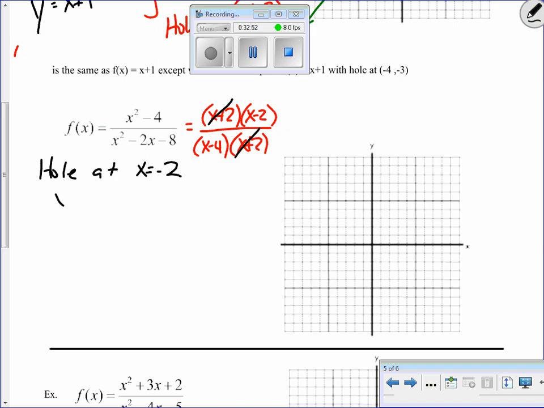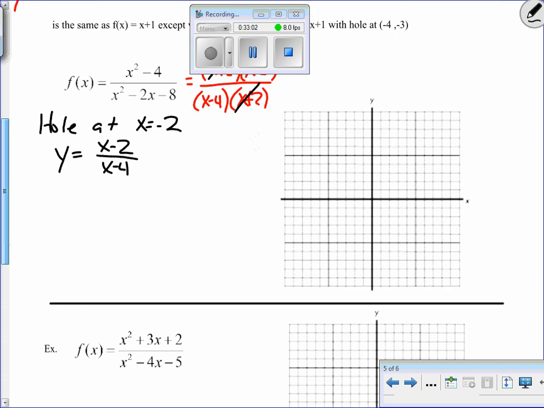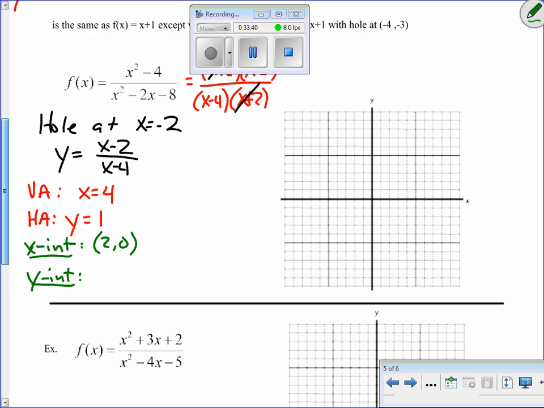Now, what I'm left with is this function. The simplified function here is x minus 2 over x minus 4. Okay, so now we're going to do everything based off that simplified function. So based off x minus 2 over x minus 4, I have a vertical asymptote at x equals 4. And I have a horizontal asymptote at, well, the degree of the top is the same as the degree of the bottom, so I take the ratio of the leading coefficients, 1 over 1, in other words, y equals 1. And I'll just tell you where the intercepts are. The x-intercept is going to be at 2 comma 0, and the y-intercept is going to be at 0, 1 half.